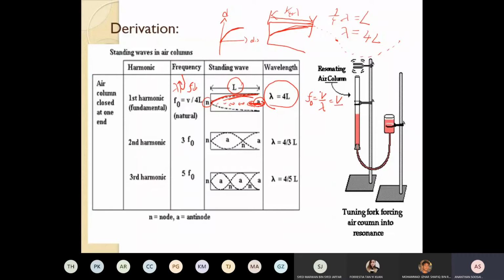In the exam, the speed of sound will be given to you. Speed of sound is normally around 330 meters per second. No need to remember. The wavelength here, in terms of length, you have to know is 4L. Okay, this is the fundamental frequency.